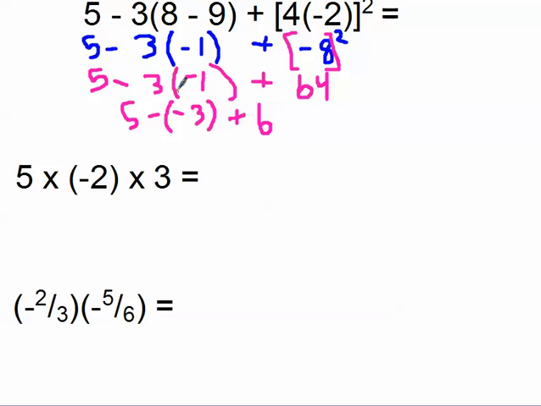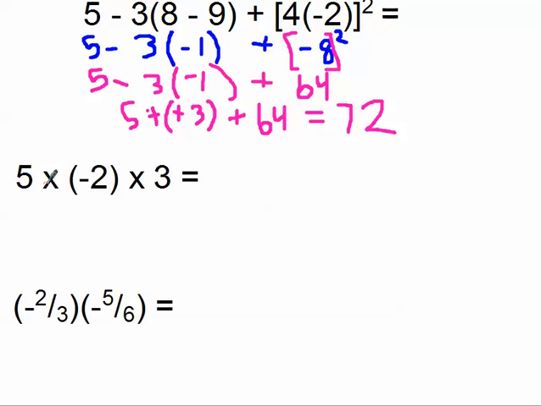A positive times a negative is negative. And now I'm going to solve from left to right. I know that in the PEMDAS acronym, addition comes first, but the A and the S are the same step. Therefore, I'm going to do the subtraction first. If I am solving this, I'm going to turn this into an addition problem. And now I have 5 plus 3 plus 64. And that gets me 72.